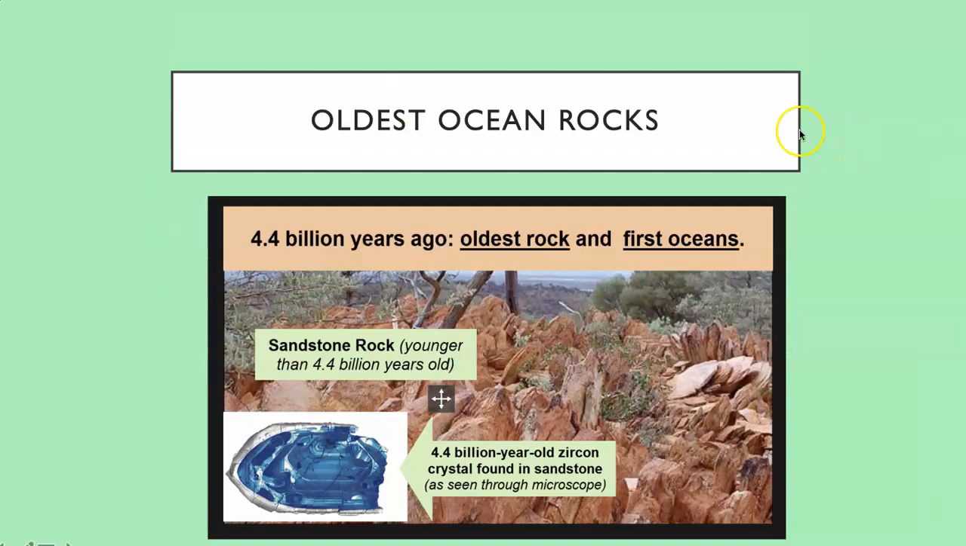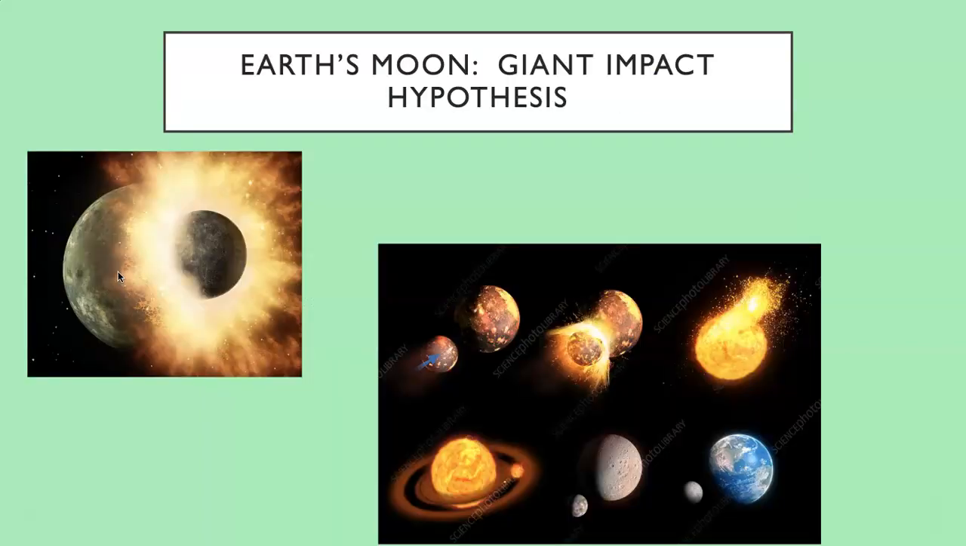The evidence we have for the oldest ocean are rocks that are formed by oceans. And so here are some rocks, they're called sandstone, and inside of them is a little grain called a zircon, and that zircon grain has been dated radiometrically at 4.4 billion years old. And because this rock is formed in the ocean, this suggests that the oceans were around as long ago as 4.4 billion years. So pretty much very early in Earth's history.